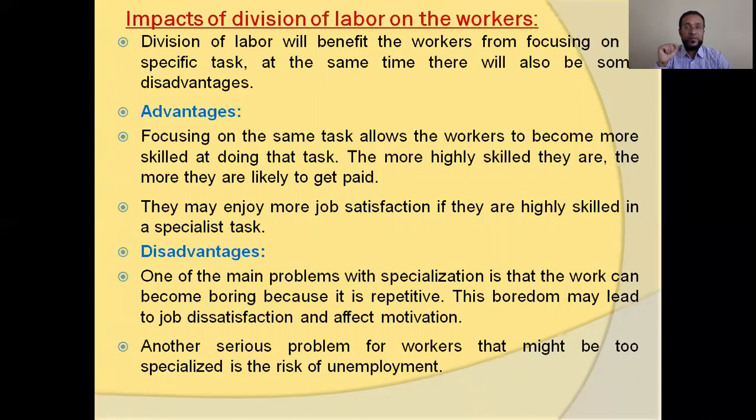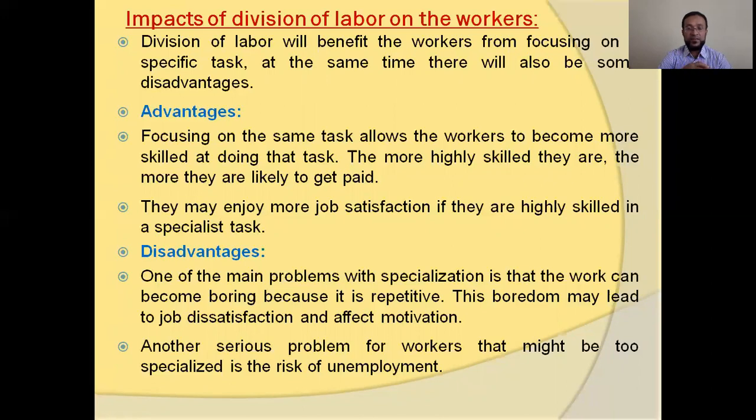At the same time, it has some disadvantages also to the workers. First of all, one of the main problems with this specialization is the work can become boring because it is repetitive. This boredom may lead to job dissatisfaction and affect motivation. When a worker is doing the same work repeatedly, the whole day, whole month, whole year, it may make him bored, right? If boredom comes, then he may not like the work. So it will demotivate him. Eventually, productivity will fall. So this is the disadvantage of division of labor.